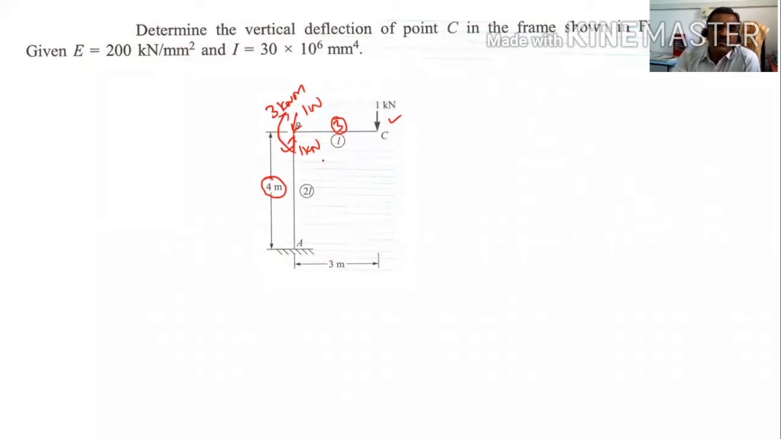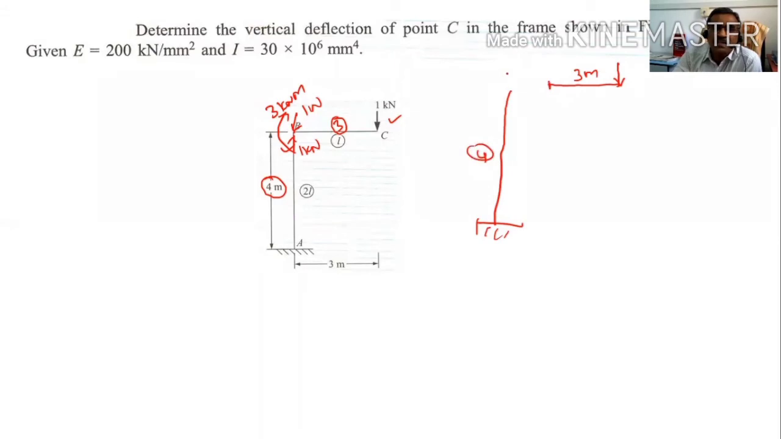So now, if you divide this into two beams, one beam will be like this. The distance is 3 meters. Here we are applying a load. Distance is equal to 3 meters. This is one beam. Another beam is like this. Here it is fixed. The distance is 4 meters.